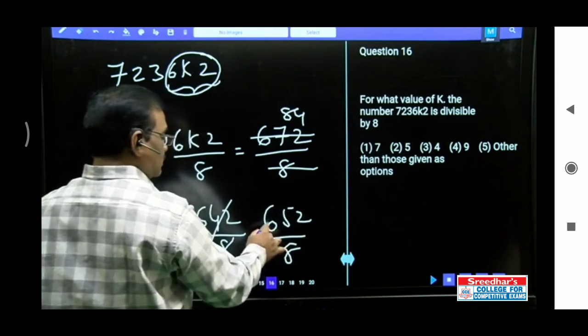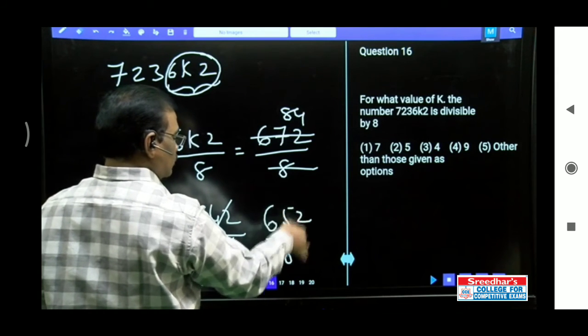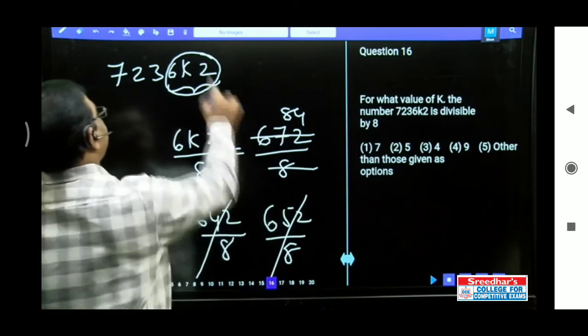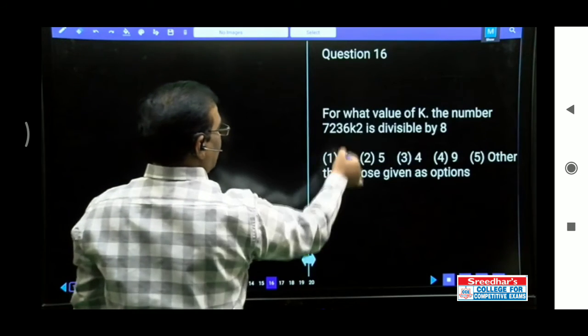652 లో ఎందుకు పోదు చూడండి. 6 8s are 48... 8 8s are 64. 64 పోతే 1 మిగిలింది. 12 లో 8 that does not divide. Therefore answer is 672. Therefore instead of k 7 should be there.